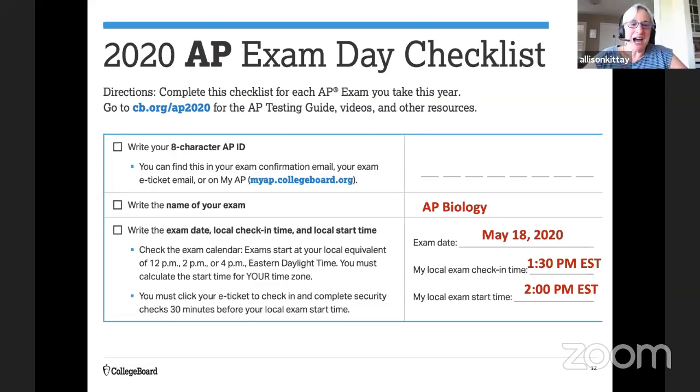So important. So this is what your checklist will look like. Make sure you know your 8-character AP ID. That's going to need to be on the top of all of your responses, whether you type it, whether you handwrite it, whether you upload it in a text box or you cut and paste, attach. However you do this, you're going to have your AP ID attached to your work. And you can find that on your e-ticket or at myap.collegeboard.org. So make sure you know it.